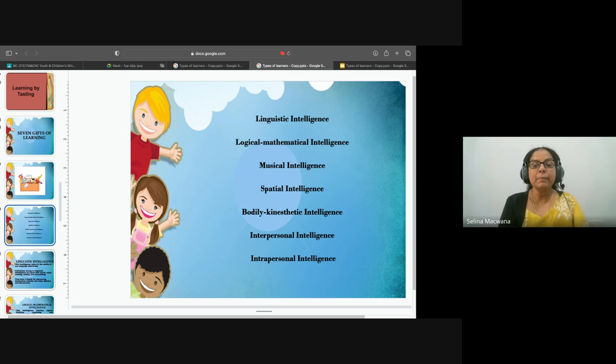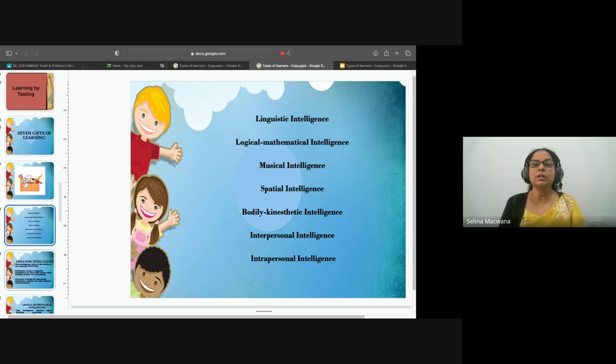Then we have logical or mathematical intelligence, the capacity for logical thinking, reasoning, and problem solving. Then we have musical intelligence, the ability to appreciate, compose, and perform music. We have spatial intelligence, the capacity to perceive, understand, and manipulate visual and spatial information. Then there is bodily kinesthetic intelligence, the ability to control one's body movements and handle objects skillfully.